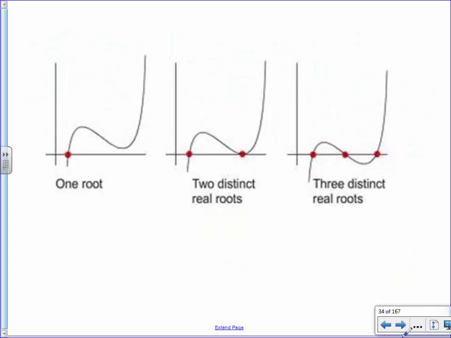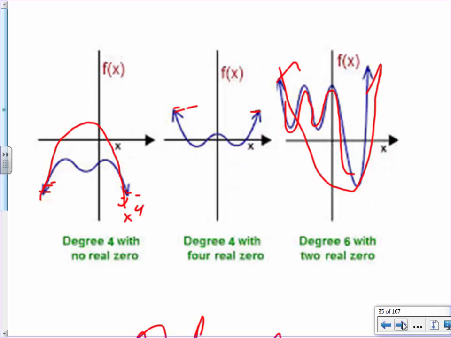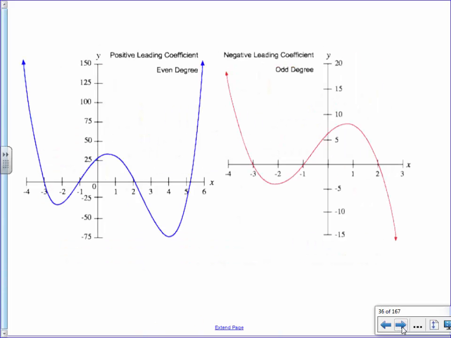Here's a slide just showing what I think I showed you earlier, the idea of how you can have 1, 2, or 3 different roots. Okay, we just looked at this slide here. Let's look at this one then. Tell me something about this graph right here. What power do you think it probably goes to?